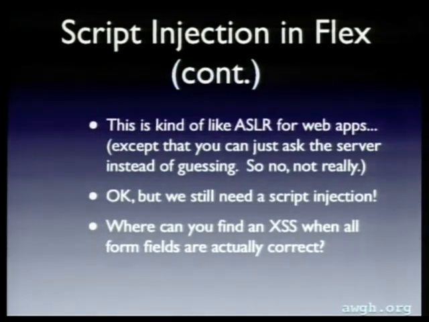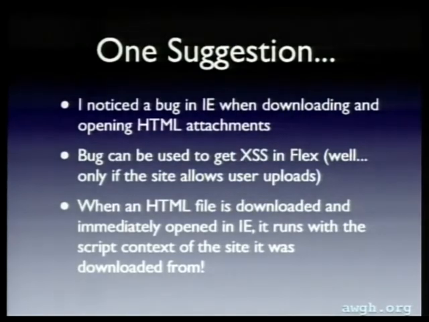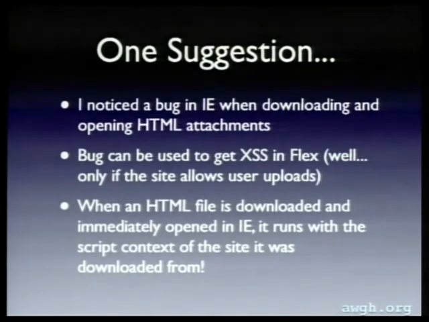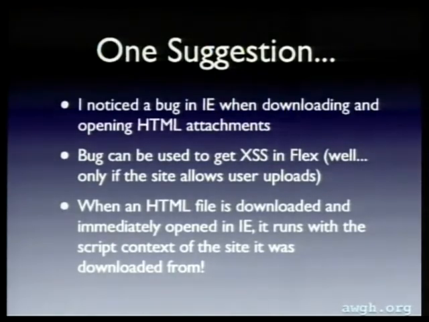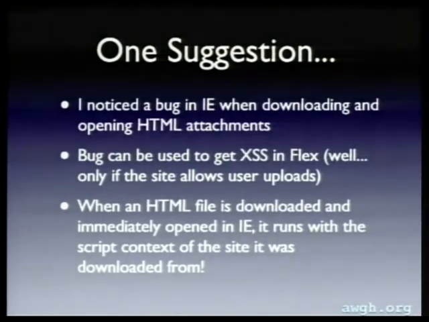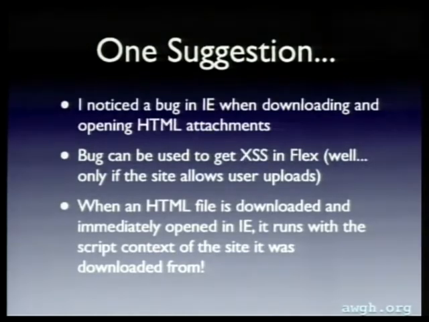Okay, so that's all well and good, but you still need a script injection to do any of that, right? So where do you look for script injection when you're pretty sure that all the inputs are locked down? One idea, and this ended up working out quite well for me, is you look for browser bugs. I noticed a bug in IE that I haven't really heard anyone talk much about, but I know I'm not the first person to notice. It applies when downloading and opening HTML attachments only in Internet Explorer, when the content disposition is set to attachment and it's an HTML file. That is, you're downloading an HTML file instead of opening it the way a browser normally opens it.